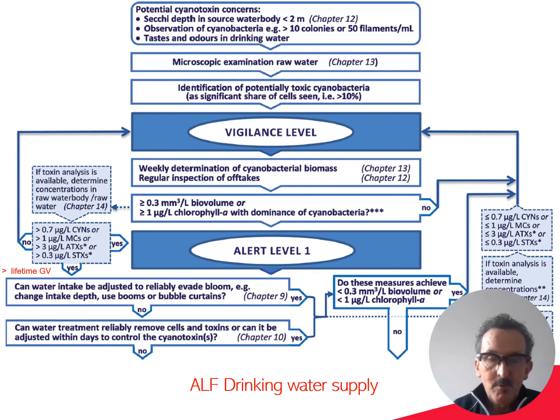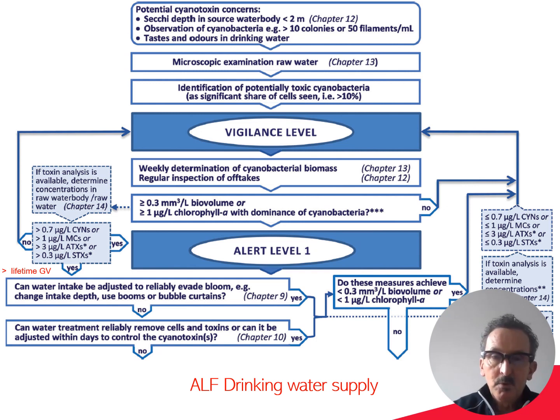Then here is what an alert level framework, for this case, drinking water supply, would look like in reality. That is printed in the book. At the top, this is where you begin. So somehow you have an indication that in your reservoir, for instance, there's a risk of cyanobacteria and their toxins developing. It could be from a Secchi disc reading that is decreasing. It could be from direct observation of maybe surface blooms or taste and odor.